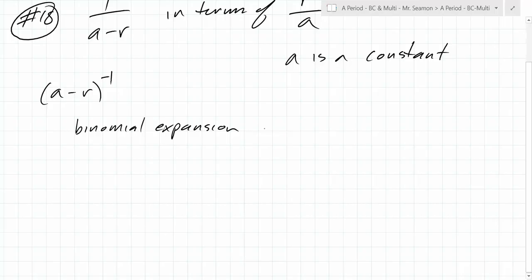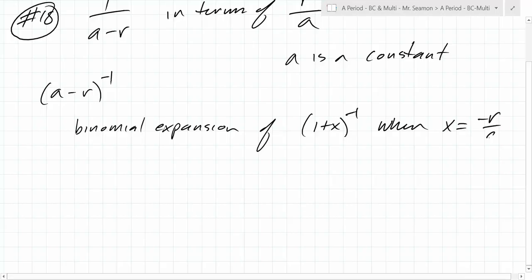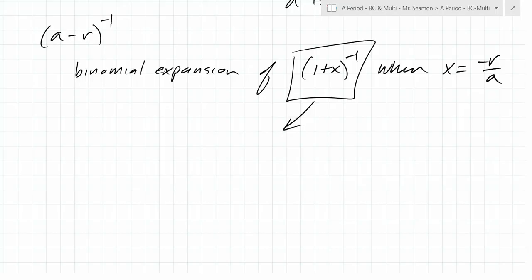So the binomial expansion of, and I'll just write it out here for you, 1 plus x to the negative 1 when x is equal to negative r over a. You know what this expansion is because it is a known binomial expansion. So you write it out, but then everywhere x is, you plug in negative r over a. So first, what is the binomial expansion for 1 plus x to the negative 1?